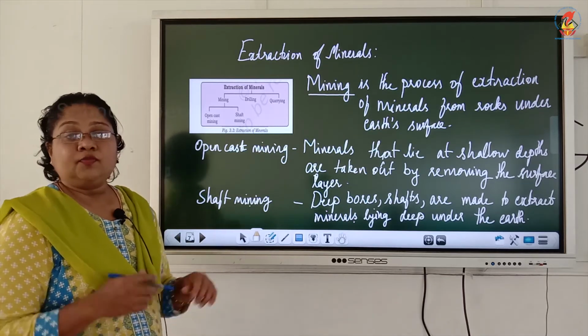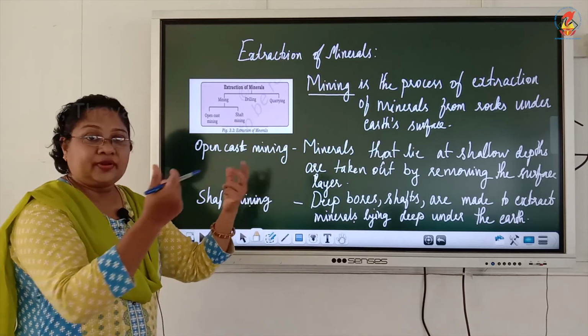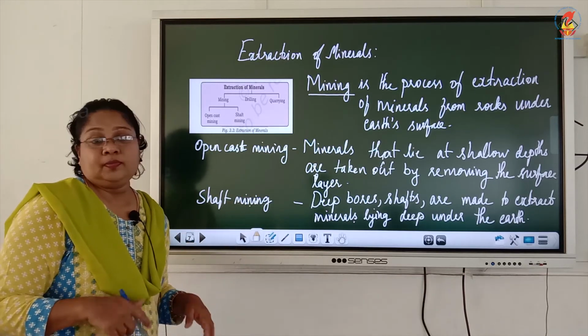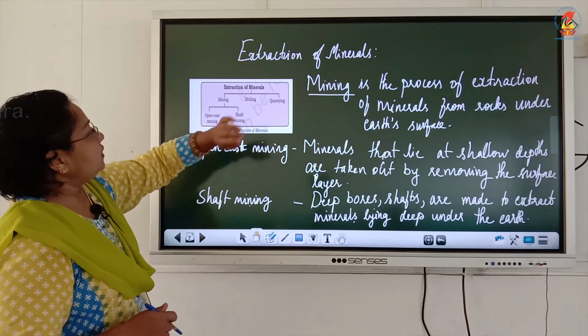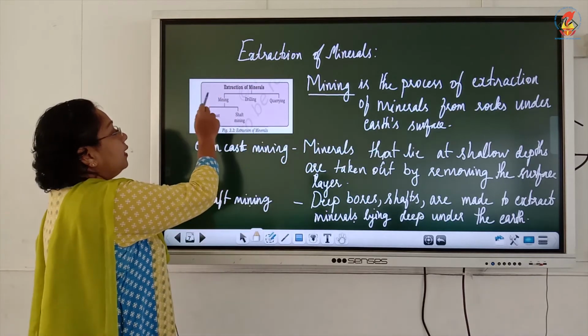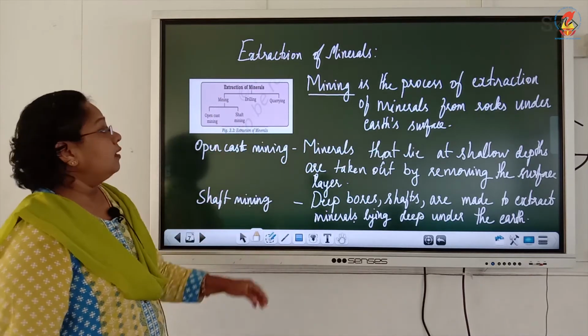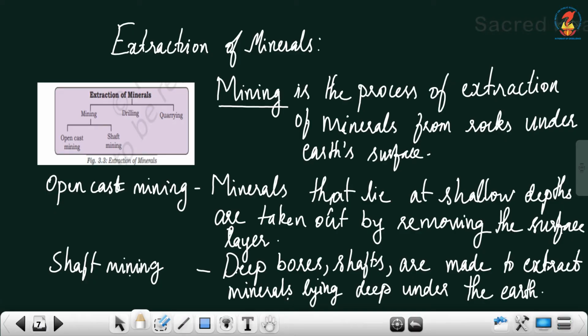So we are going to see the different ways to extract or take out minerals from underneath the earth. Extraction of minerals can be done by mining, or they can be drilled out, or taken out by the process of quarrying. So extraction of minerals can be done by mining, drilling or quarrying.